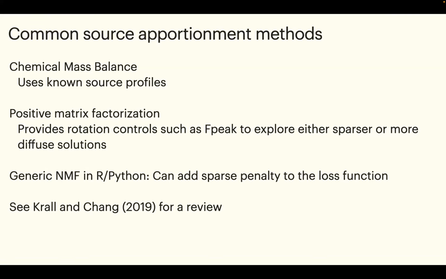Chemical mass balance uses known source profiles, so H is known and your only unknown is W. Positive matrix factorization, one of the most popular tools, has a tuning parameter which can make the solutions more sparse or more diffused, and depending on your knowledge of the problem, you figure out what the interpretable solution is for your setting. Then there is also generic NMF software in R or Python, where you can add a lasso penalty or a ridge regression penalty. And Jenna Kroll and Howard Chang have a very nice review paper on this.